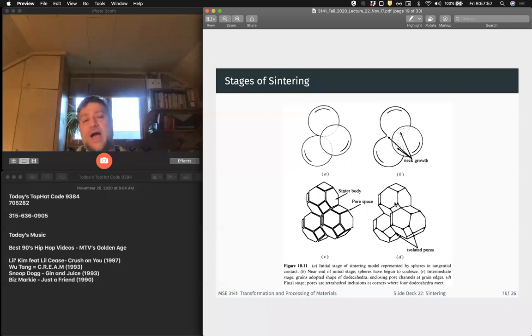So the grains are not really going to grow significantly until we enter the final stage of sintering, and we have these isolated pores that are not exhibiting a large retarding force on the motion of these grain boundaries.